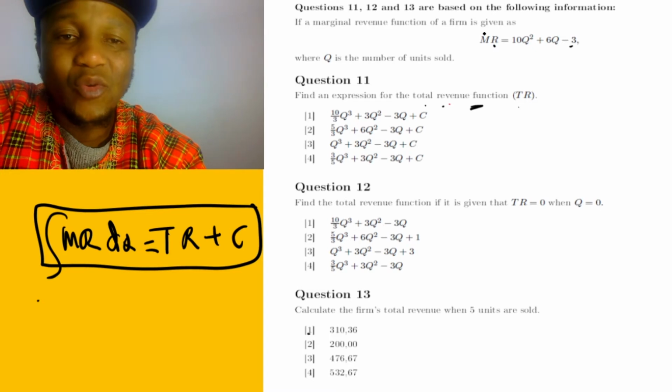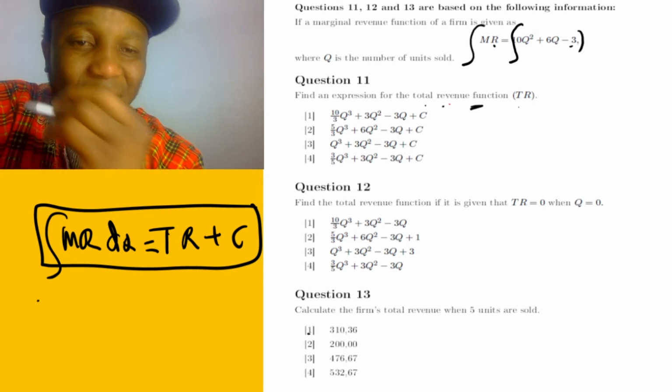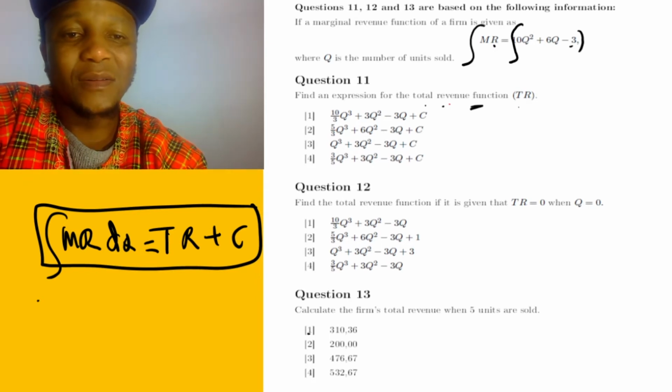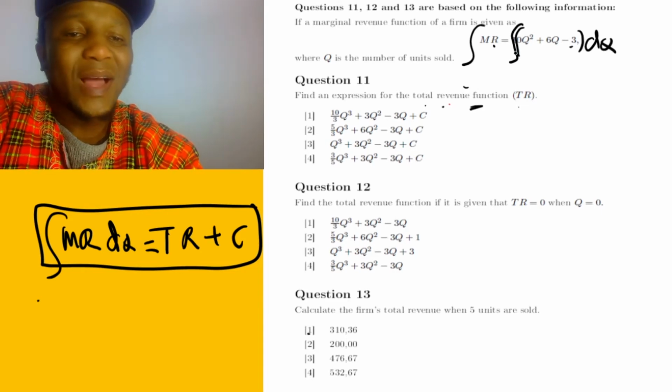So I'm going to integrate throughout, meaning integrate here and integrate there. But this is Q, so I can simply write a bracket here. My apologies, I double-clicked my pen and it froze. Okay, and then dQ.